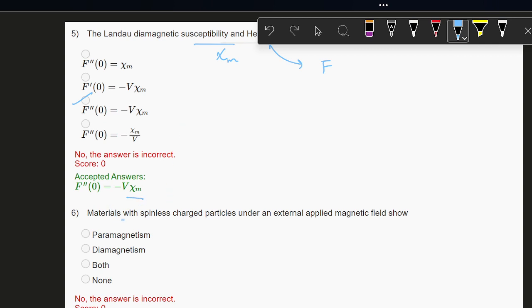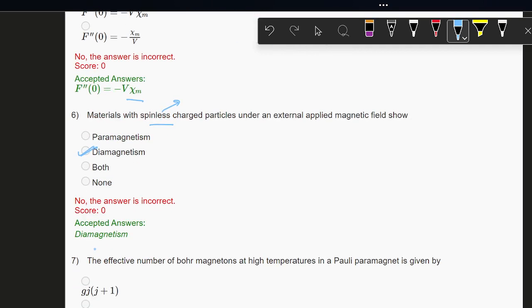So this is done. Now question number 6 is: materials with spinless charged particles under an external applied magnetic field show which magnetism. So I already told this in the earlier question that for diamagnetism only you consider the electrons as spinless. In all other cases you do not take that consideration. So whenever you are assuming the electrons as spinless, that means whatever magnetism is there is an inherent property that is not dependent on the spin. So the answer is diamagnetism because it assumes the electrons to be spinless. It does not need any further explanation. And finally, we do the final calculation for question number 7.